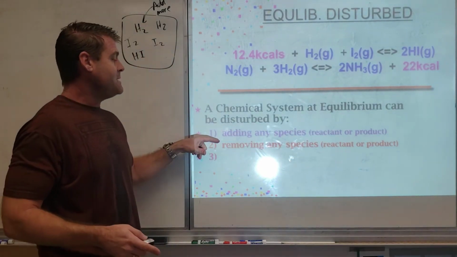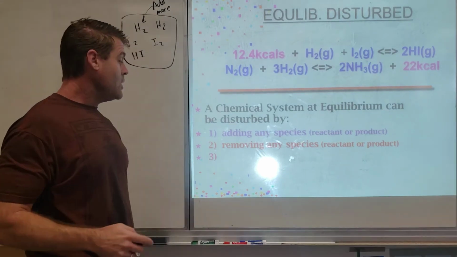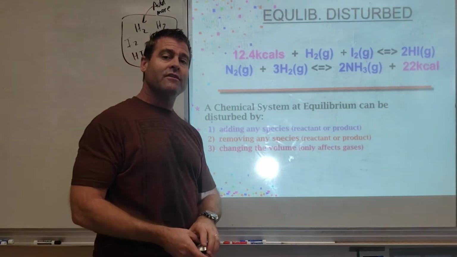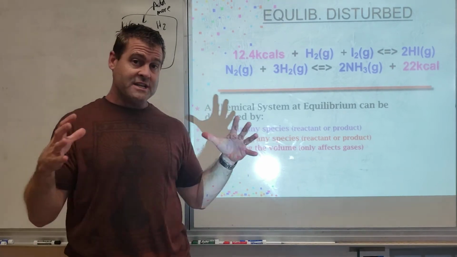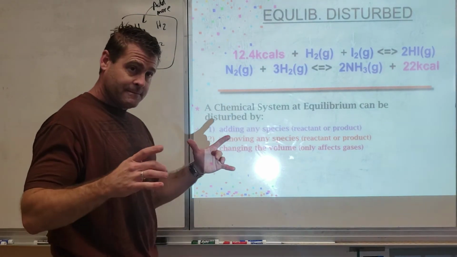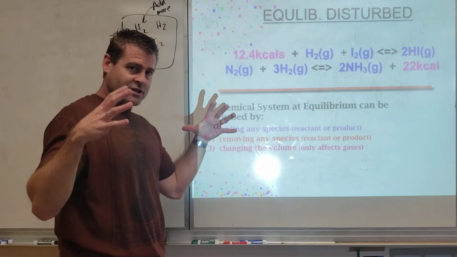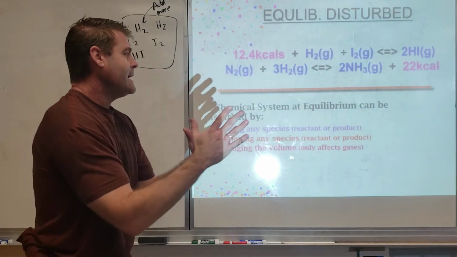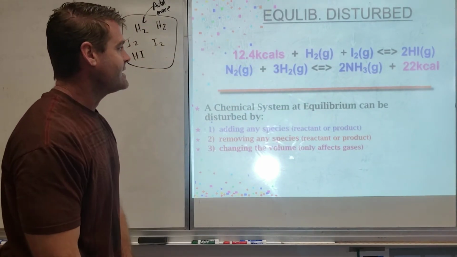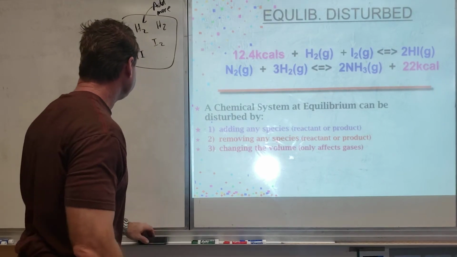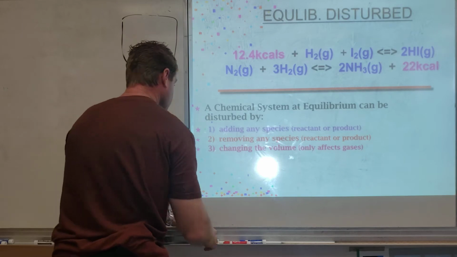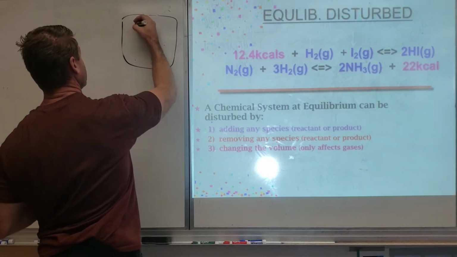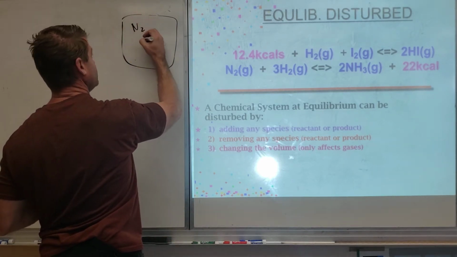Not only can we add a species, not only can we remove a species, we could also change the volume. But you notice this will only affect gases, right? When we're changing the volume of gases, and you can imagine, if you change the volume of gases, you're also going to change the pressure. So that's ultimately going to potentially affect the equilibrium. I'm going to make a scenario here just so we can see what's going on.